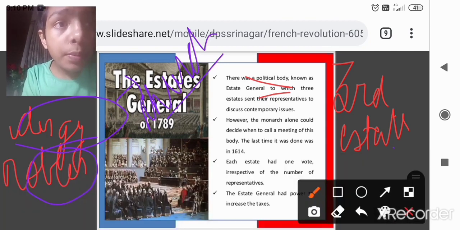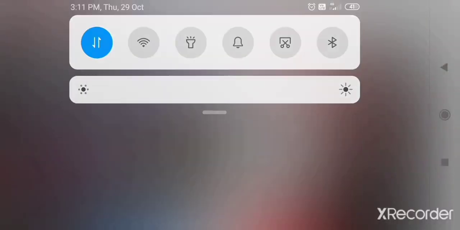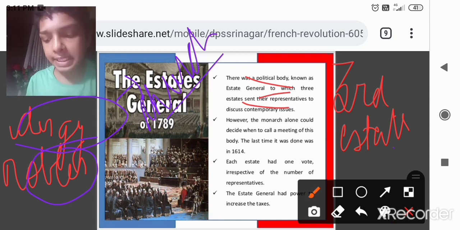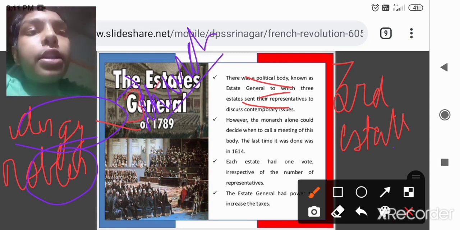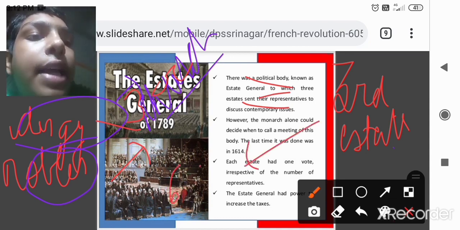Coming up to the next topic, there was a body, Estates General. Now, what was that? Let me tell you. The Estates General was a meeting called by Louis XVI on 5th May. So Louis XVI called the meeting where all the three estates sent their representatives. 300 representatives were sent from clergy. Clergy sent 300, nobles sent 300, but the third estate sent 600.